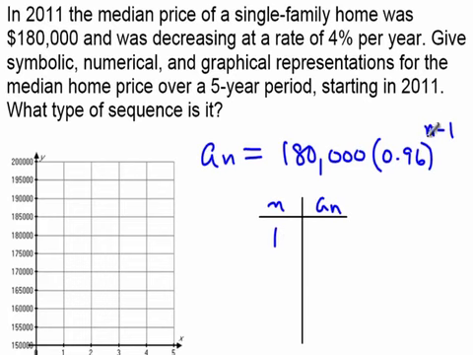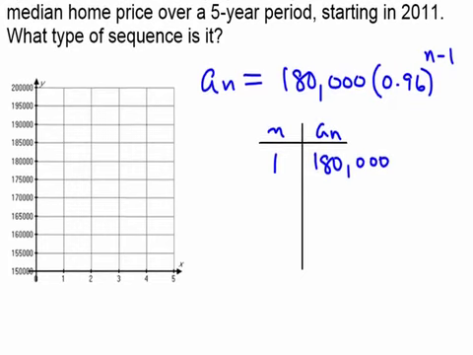1 minus 1 is 0. 0.96 to the 0 power is 1. And 1 times 180,000 is 180,000. And we'll continue on for a 5-year period. So we'll let n go to n equals 2, 3, 4, and 5. So if n is 2, that'd be 180,000 times 0.96 to the first power, which is 172,800. And we'll continue on.